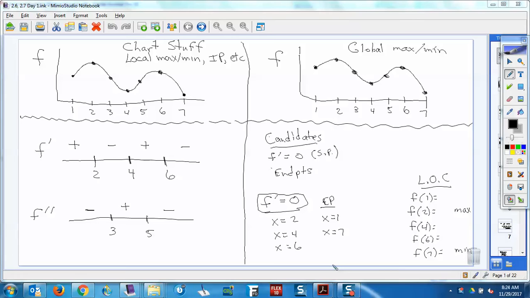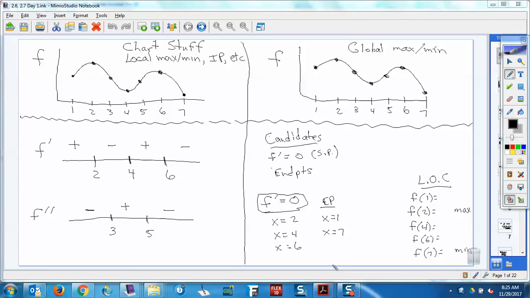We put that on the number line. Then we plug numbers in between into the second derivative, and we get a negative, positive, negative. That tells us concave down, concave up, concave down. Sure enough, concave down, concave up, concave down. That's how we do a problem with chart stuff. Okay, number lines tell us everything we need to know.